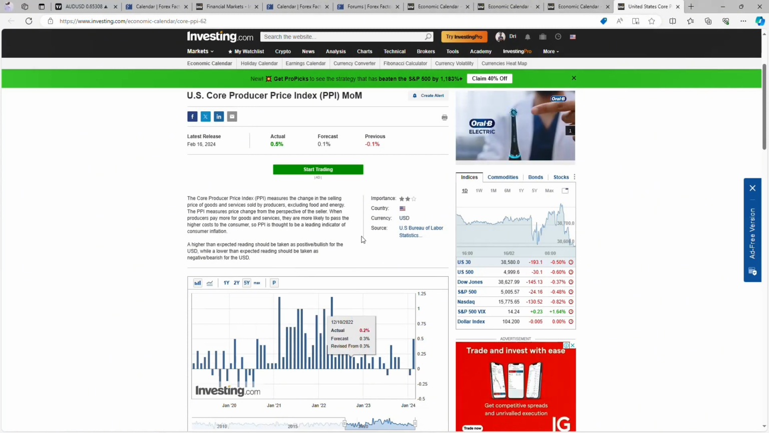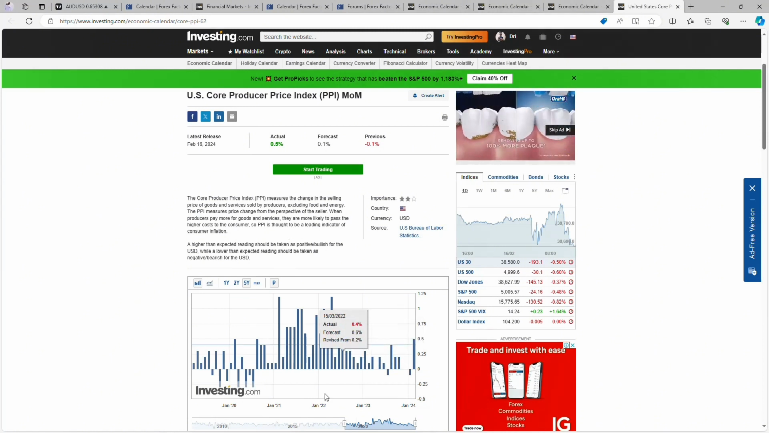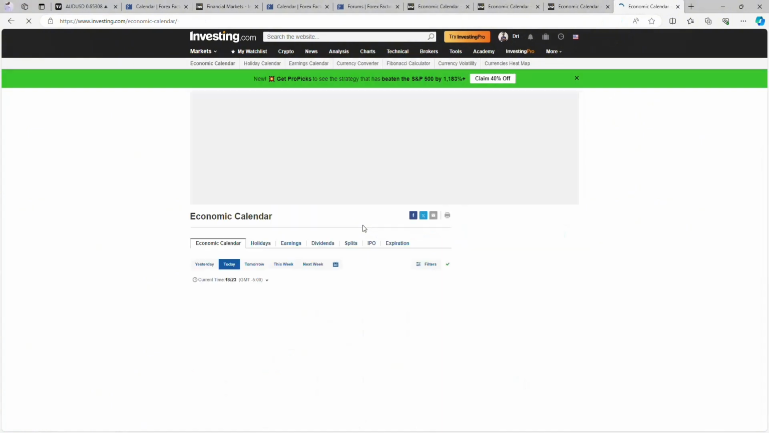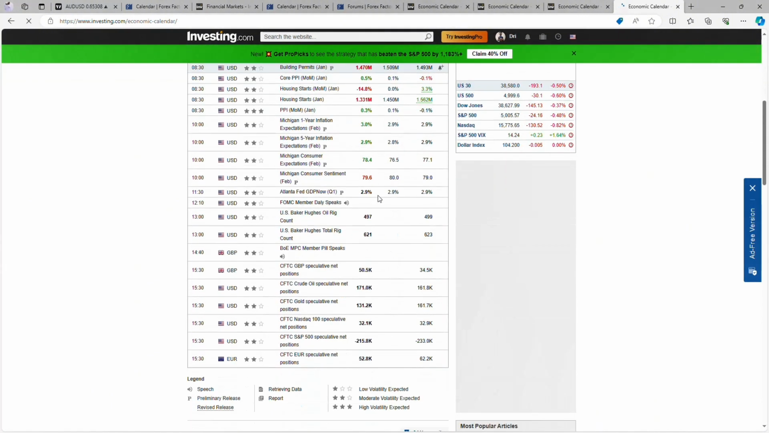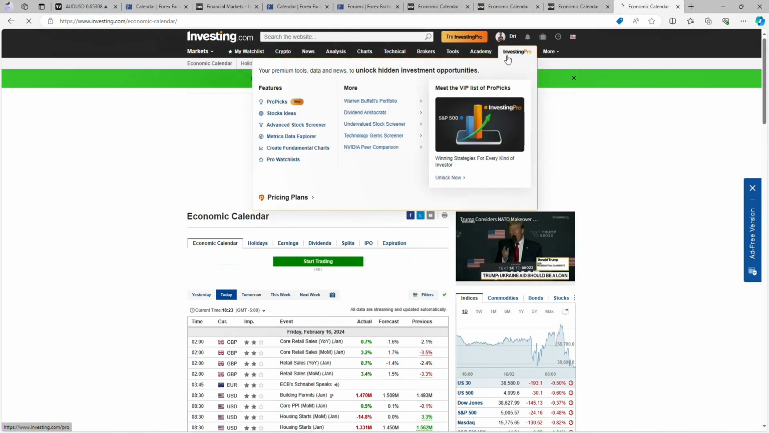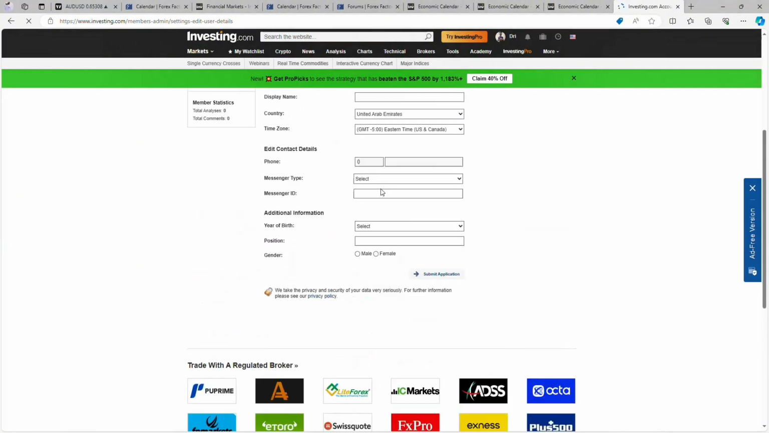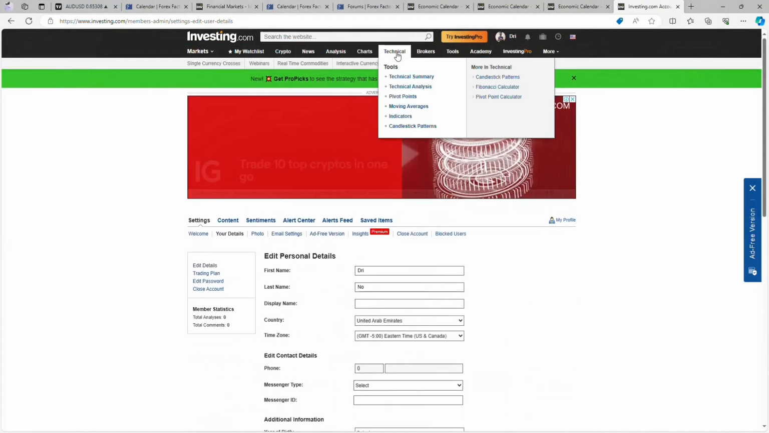So investing.com is very, very powerful. So the core PPI, the PPI, the CPI, you can just click on it, and it's going to show you all the meaning of what you are looking for. So you can go ahead and play with it, and then you can always send me a screenshot. You can also create an account with them so that anytime there's a news to be released, you are going to receive a notification from them. If you are using a mobile phone, you are going to receive an alert from them.